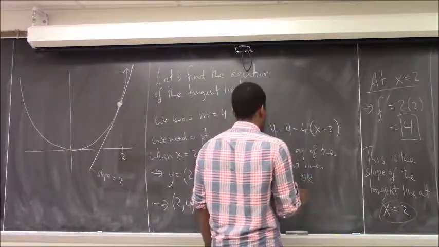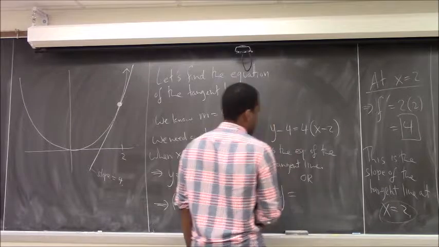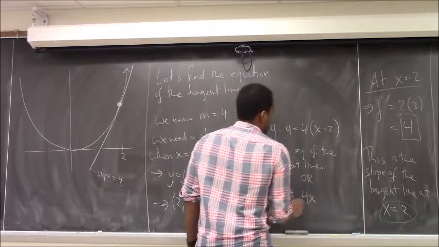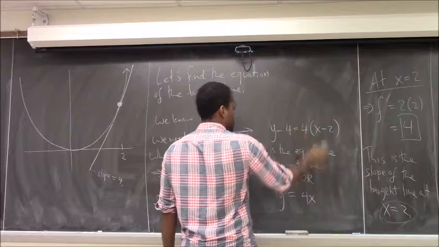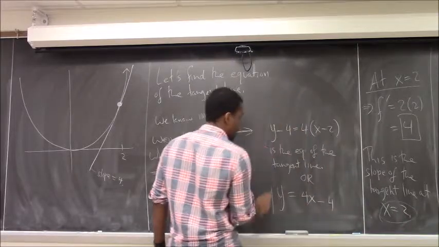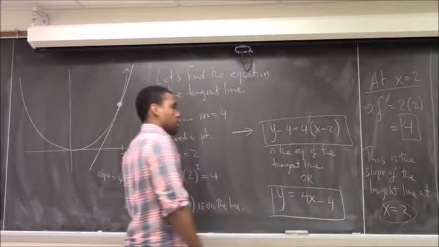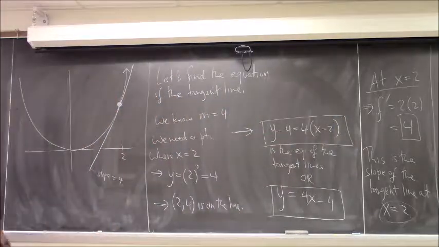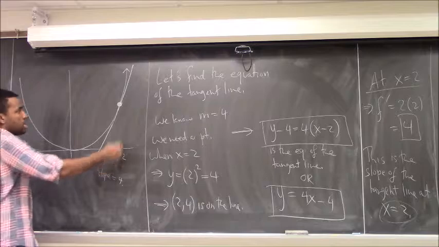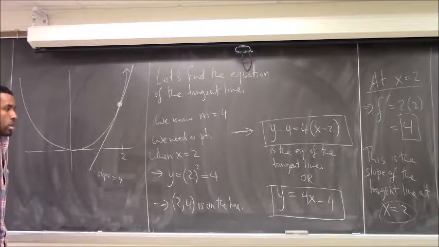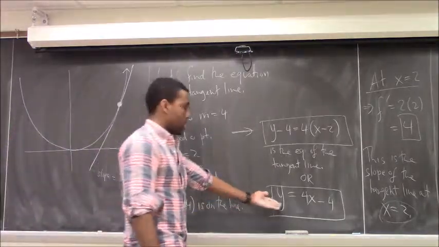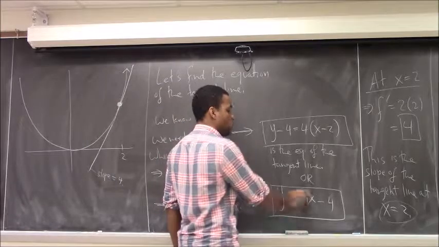Or I could write it in y equals mx plus b form. That's 4x minus 8 plus 4, so 4x minus 4 would be that equation. So if I look at the function x squared, I draw a tangent line at the point where x equals 2. It turns out the equation of that line will be this. The slope of that line will be 4.